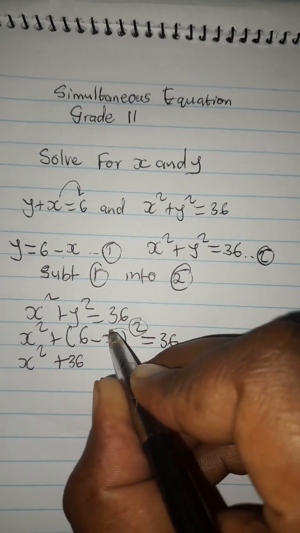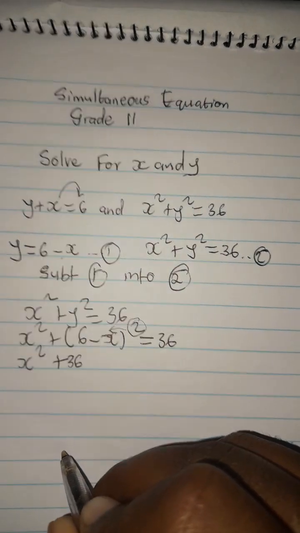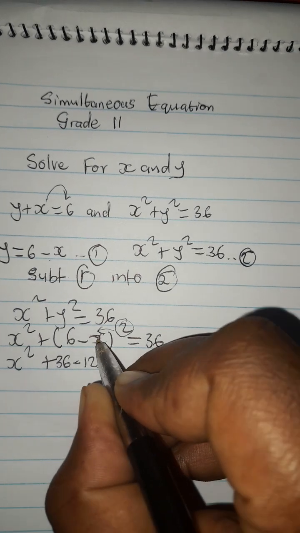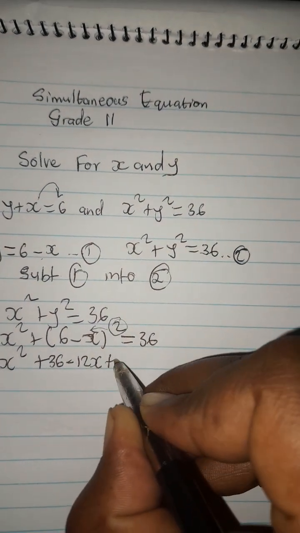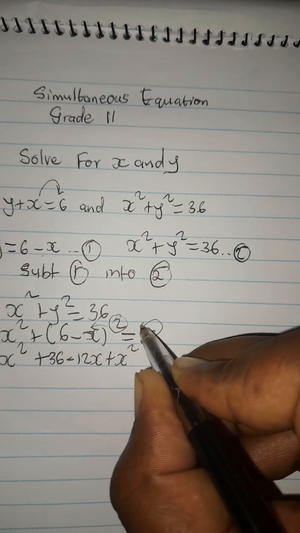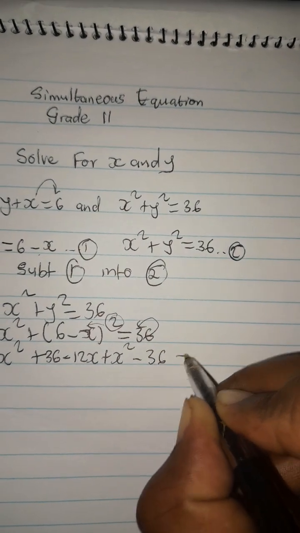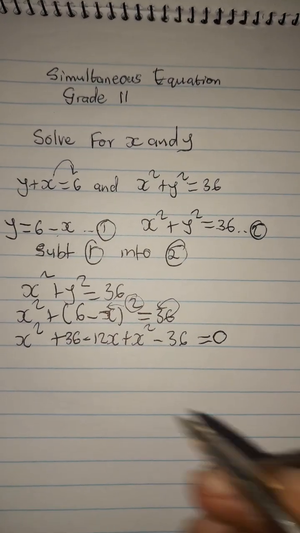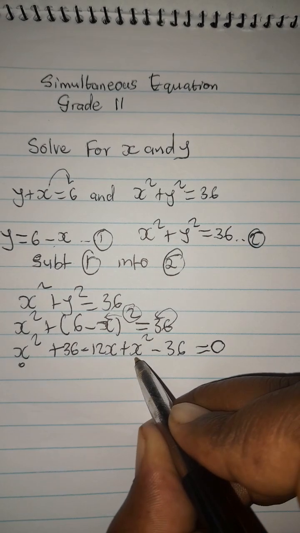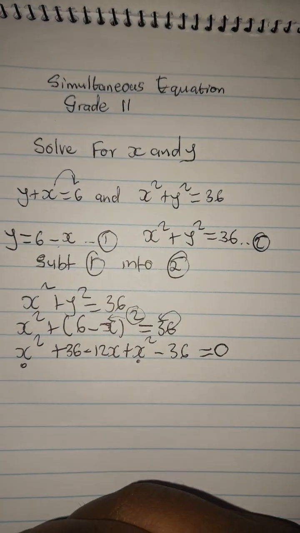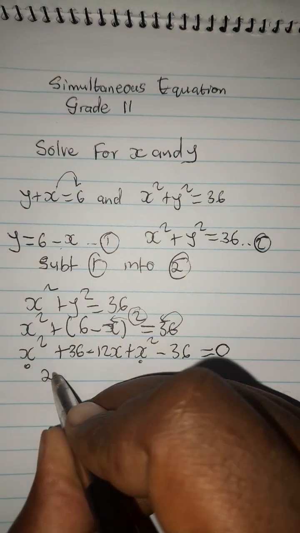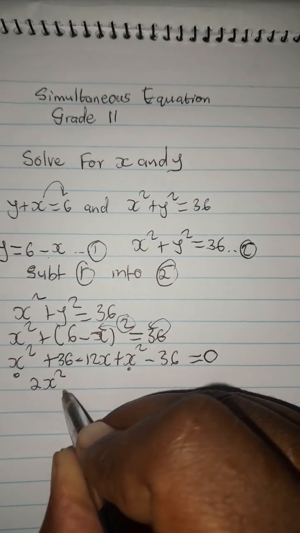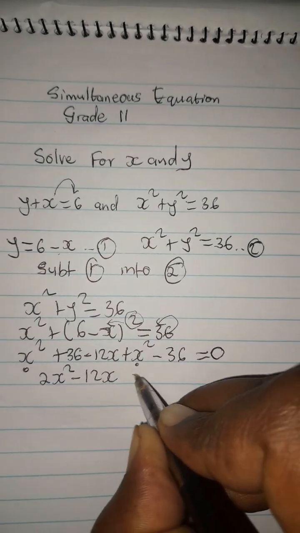This power multiplies everything inside the bracket. 2 times 6 times x is 12x, so that will be negative 12x. Then when you square a negative variable, it becomes positive, so it will be x squared. Transpose 36 and it becomes negative 36, since it's a quadratic, equated to 0. The third step is like terms: x squared plus x squared gives 2x squared, 36 minus 36 is 0, and we're left with minus 12x equals 0.